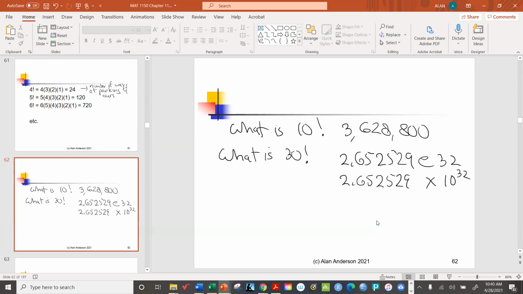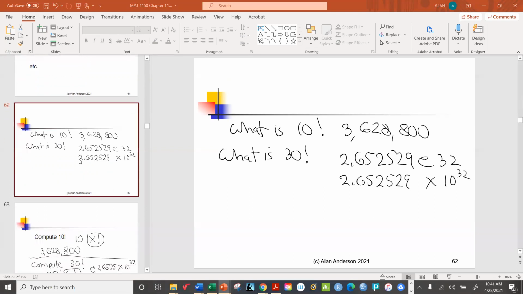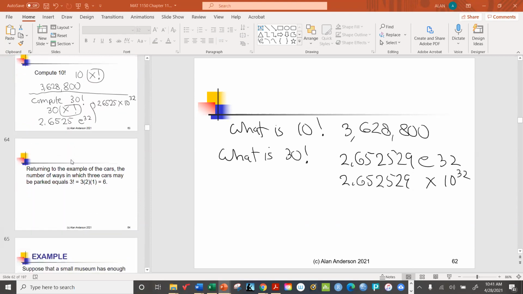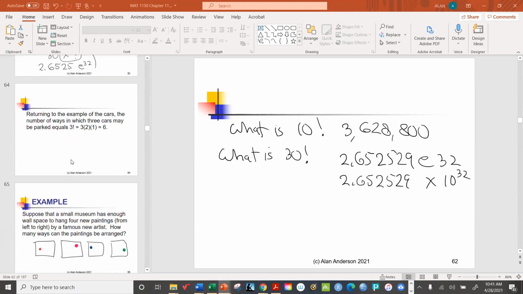That means 2.652529 times 10 to the 32nd power. Now that's a big number. In fact, there may not be that many atoms in the universe. So it's a whopper. So if you had 30 posters in your room, you're going to spend the rest of eternity trying to figure out how many ways to hang them. But for normal cases, the numbers will be a lot smaller. And these will also come in handy for more complex concepts that we'll be looking at in a few minutes.